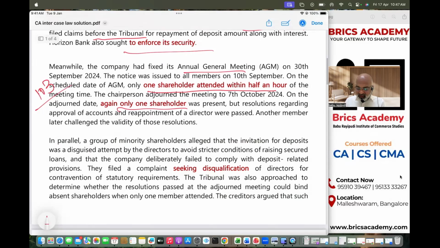So here it is about quorum. Next one, parallel. Why am I coming to a conclusion that it is quorum related? Because I've already read the question. Some question is related to quorum. In parallel, what happens? A group of minority shareholders allege that the invitation of deposits was a disguised attempt by the directors, etc., and the company deliberately failed to comply with deposit-related provisions. That means Section 76A will come, deposit-related provisions 73 to 76. Seeking disqualification of directors, the tribunal was also approached to determine whether resolutions passed in the adjourned meeting are correct or not.